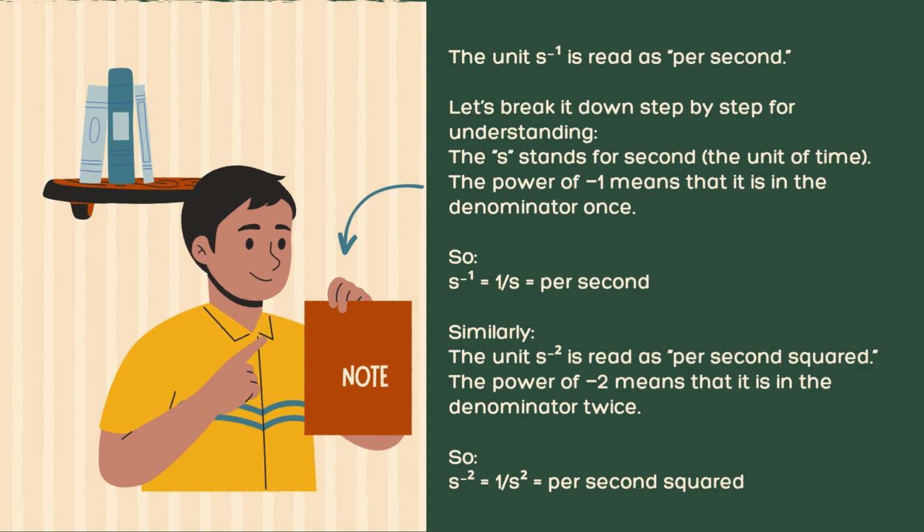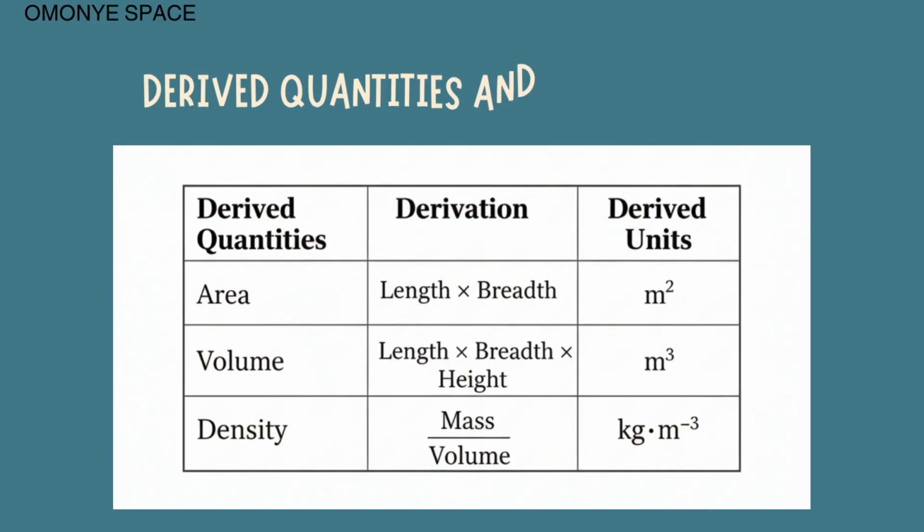Similarly, the unit s to the power of -2 is read as per second squared. The power of -2 means that it is in the denominator twice. So wherever you see s to the power of -2, which is 1 over s squared, it is read as per second squared.